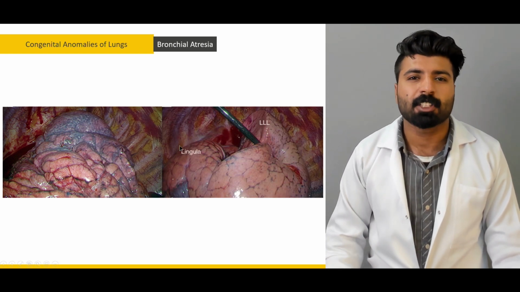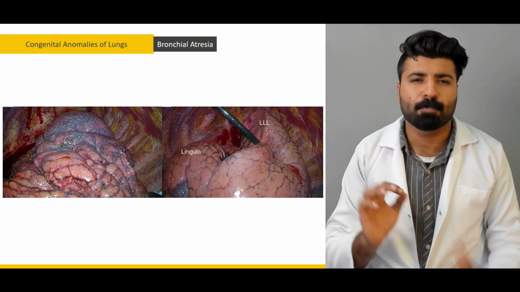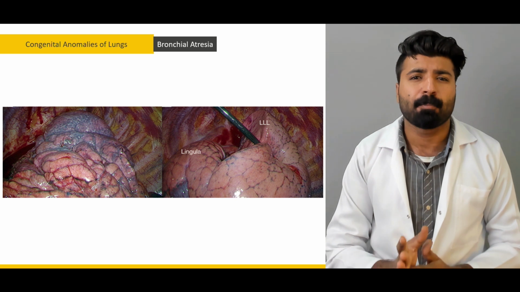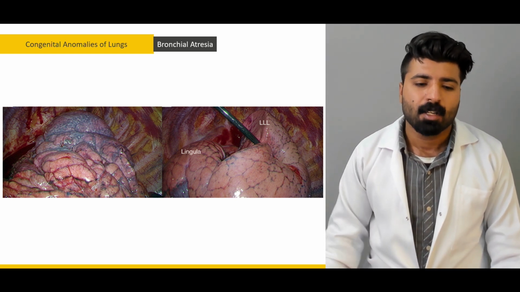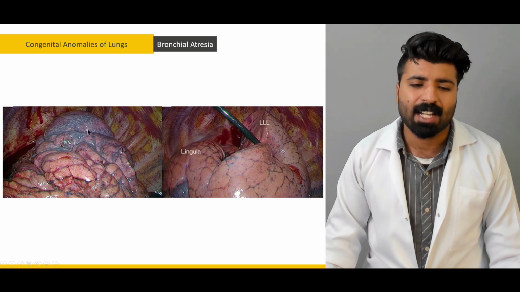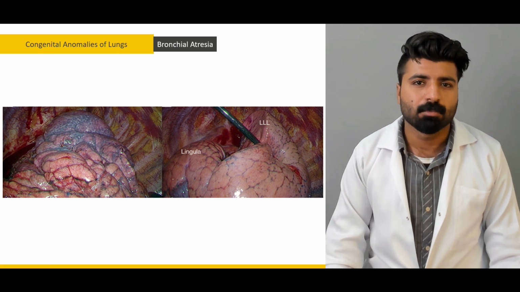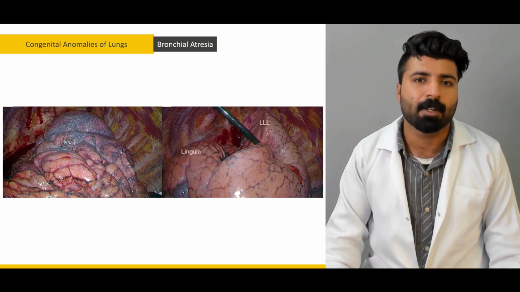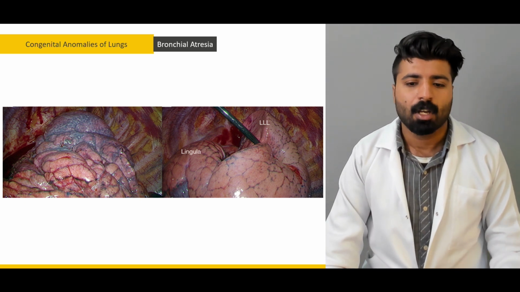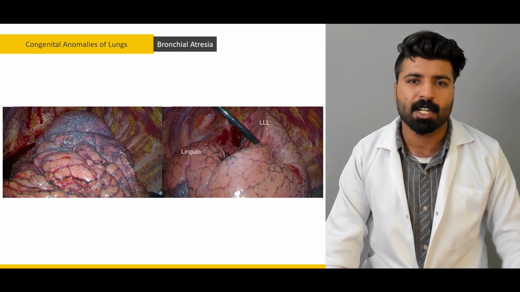Lingula is a structure which is present on the left upper lobe of the left lung, and it is the most prone structure for bronchial atresia. When bronchial atresia happens, this place is always hyperinflated. As you can see right here, it's always hyperinflated. It's never empty or something. You can just go for it and find that this place is always hyperinflated, whether inspiration or expiration is happening.